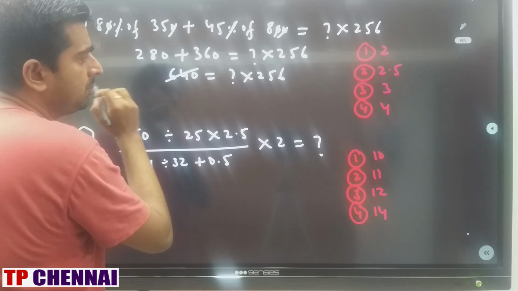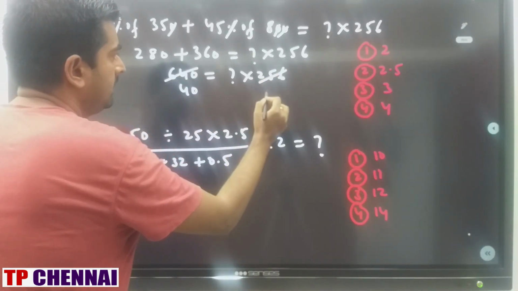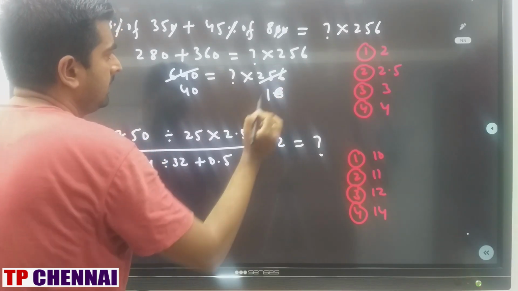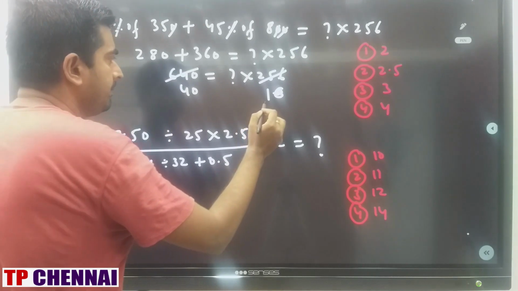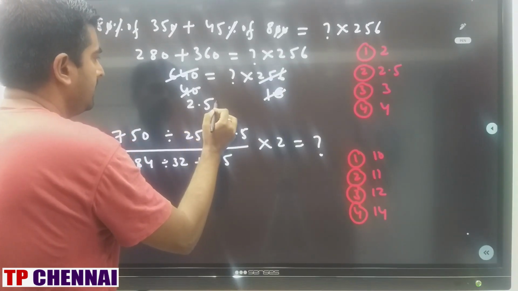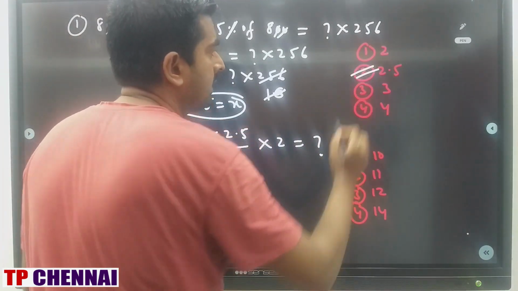We can cancel this number by 16. 16 4s are 64, 16 1s are 16, 16 6s are 96, right? Then 16 2s are 32, 16 5s are 80. So my answer is nothing but 2.5, which is second option.